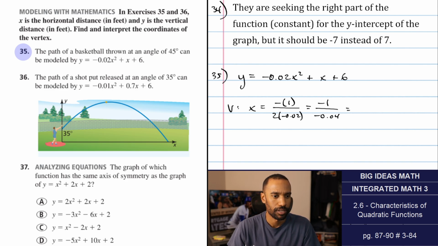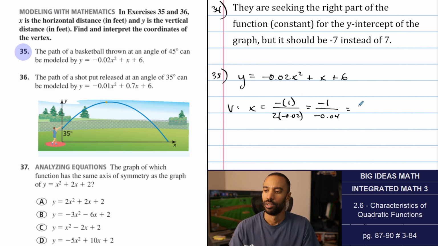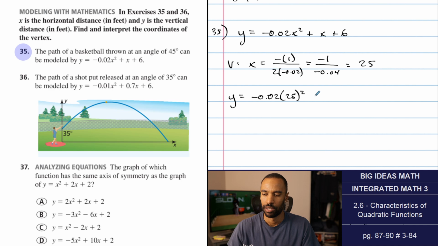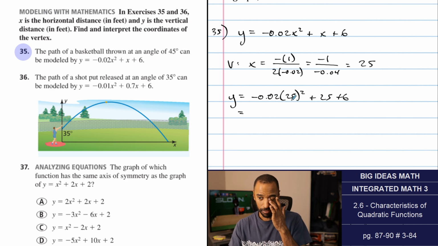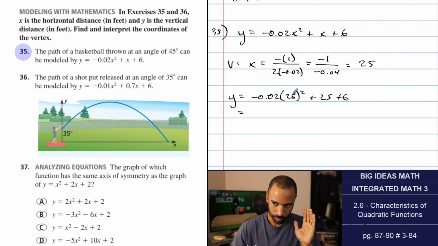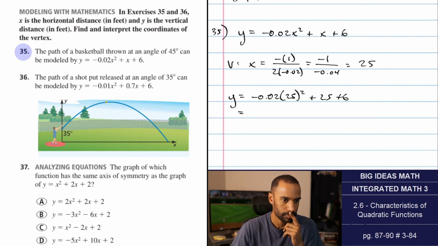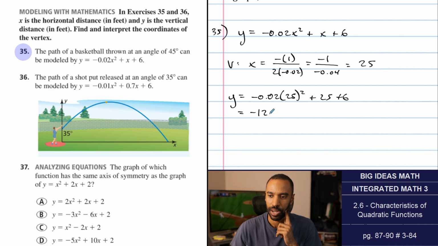1 over 0.04. Okay, 25. So we get 25 for the x value of the vertex, and then we will substitute 25 into the equation to get the y value of the vertex. 25 plus 6 is 31. Actually, I'm going to leave that because I think this is going to be negative 12 and a half. 625 times negative 0.02 is negative 12 and a half. So negative 12 and a half plus 25 is 12 and a half, plus 6, which is 18 and a half.